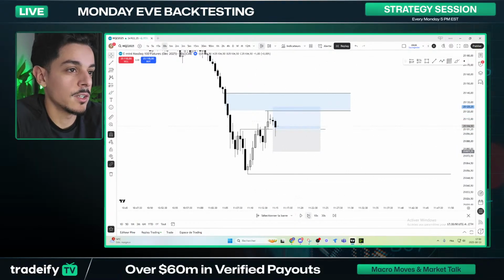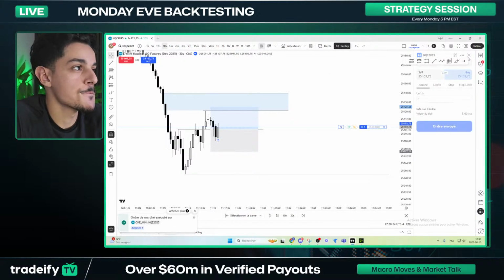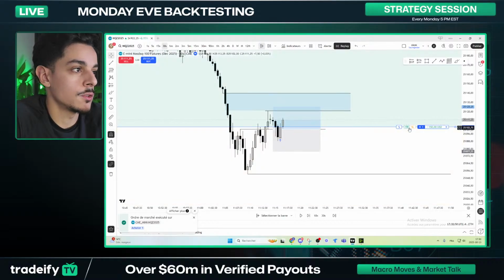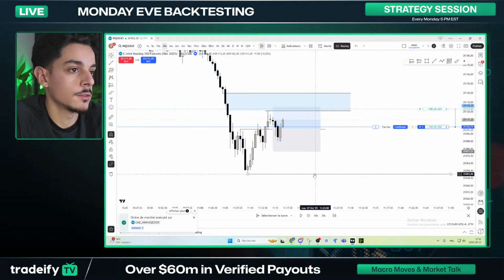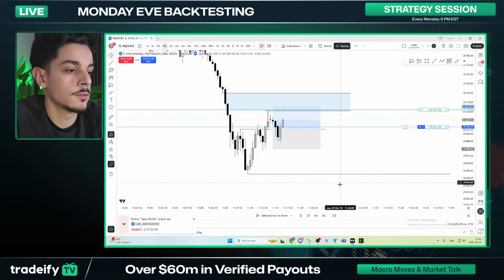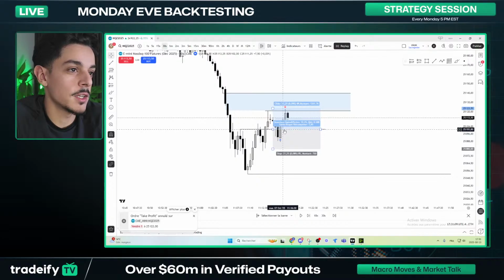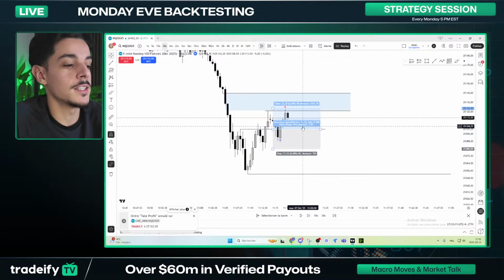Okay, so here, let's say you got the pullback, you're in longs right here, and then look at what price is going to do. My target is right there. A few minutes, I hit my target. Literally not a few minutes, 1.5 minutes.